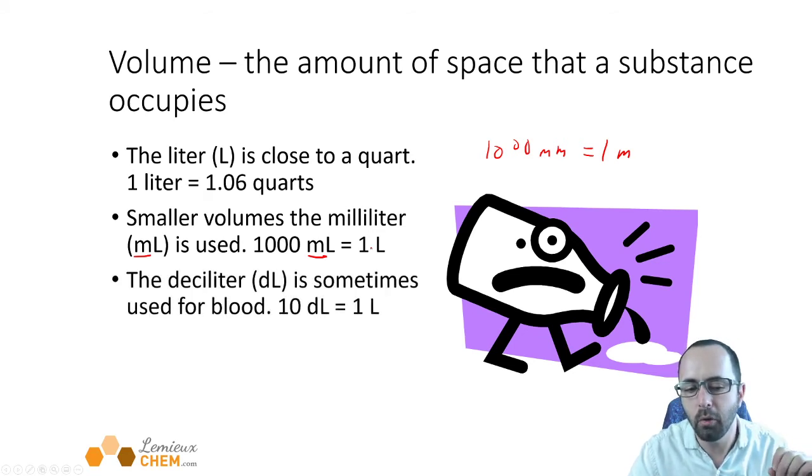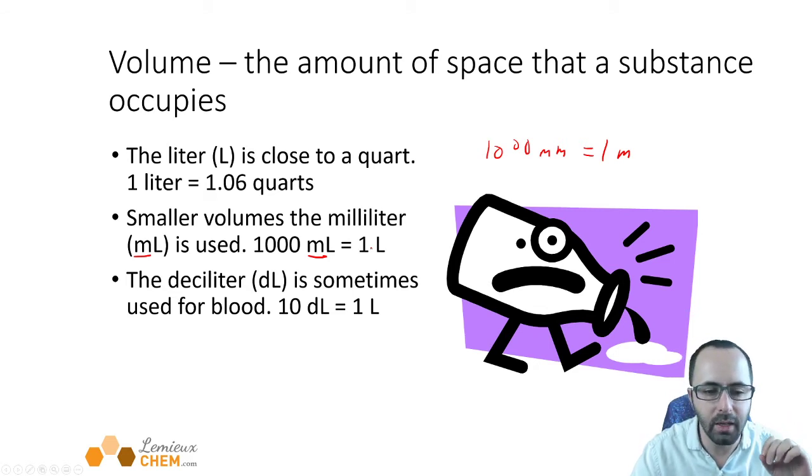Now, one prefix you may encounter that we won't use a lot in this class, but if you're going to be a nurse, you might see it a lot, is the deciliter. Because it's often used as a measurement for an amount of blood. A deci is 1/10, so 10 little deciliters fit in 1 liter. You might measure a number of deciliters of blood. That's a very common measurement unit for blood.